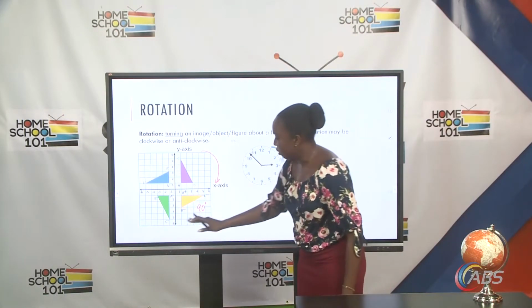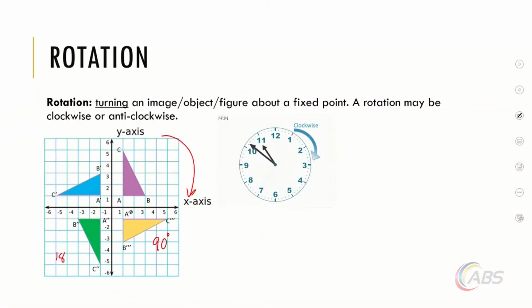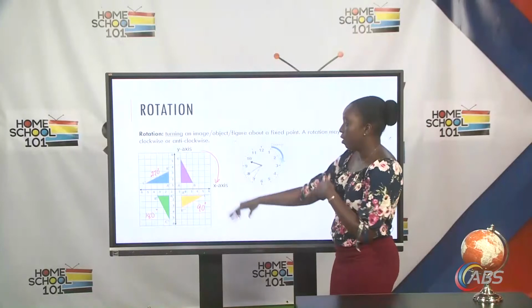And if we continue going around, so this would be 180, right? 180 degrees. And the blue one would be 270 degrees. Okay? So that's if we were doing a clockwise rotation.